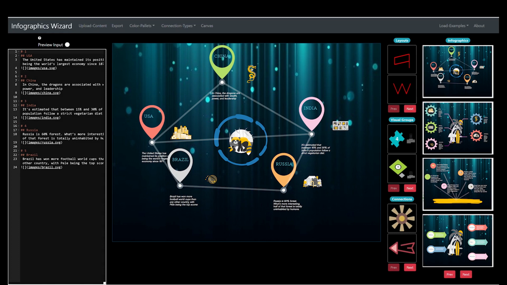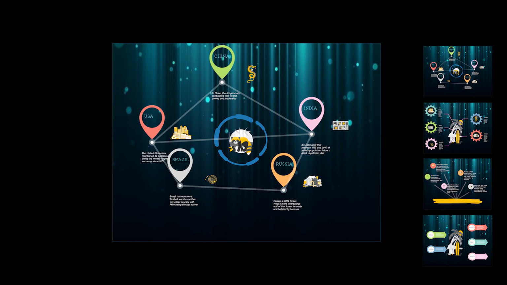Based on users' input in the Markdown format, Infographics Wizard generates various recommendations for different design components of the infographics, including the visual information flow, the connecting elements, and the individual visual group designs. The user can then explore these design alternatives and assemble a final infographic of their desire.